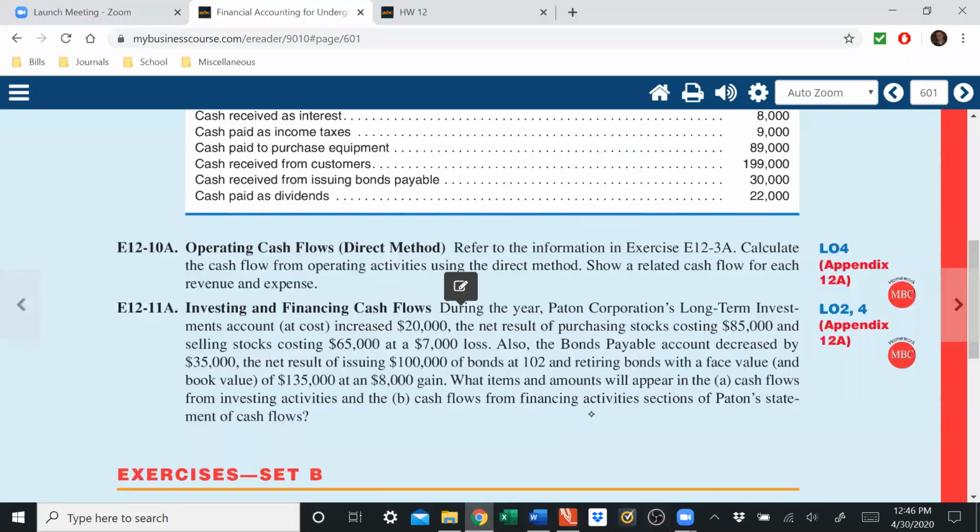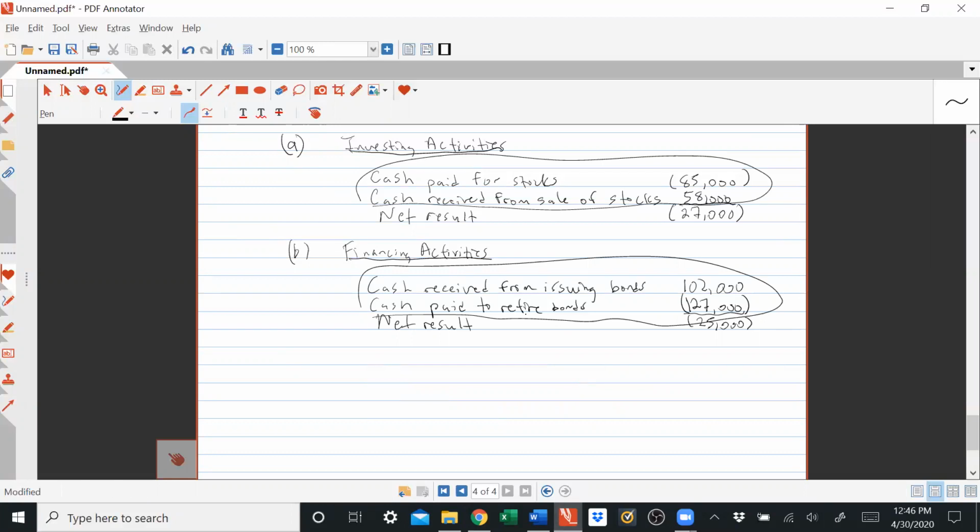Because it says what items and amounts will appear for investing and financing. There might be other line items in the financing activities section, like they could have sold some stock, right? They could have issued some of their own stock and received cash, or they could have bought a piece of equipment in the investing activities, and we don't know about that. But we do know these two things and then we do these two.